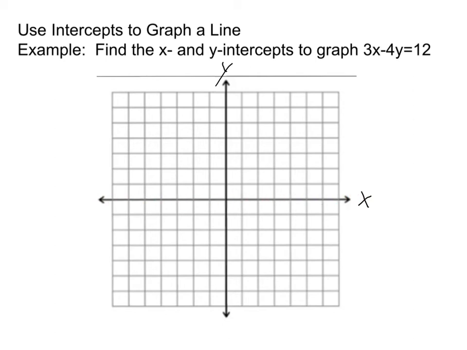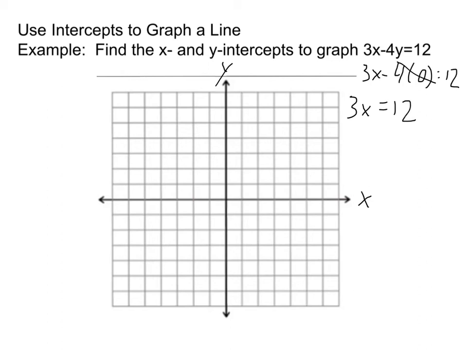So if we want to find out where it crosses the x-axis, which is called the x-intercept, we just need to plug in a value of 0 for y, and that will give us our x-intercept. If we do that, we get 3x minus 4 times 0 equals 12. Again, we did that because the y value anywhere along the x-axis is equal to 0, so that will always make that cancel. So we now just have 3x equals 12.